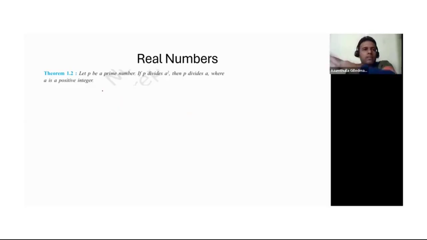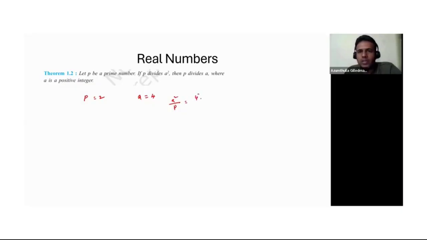See, there is a theorem. Let p be a prime number. If p divides a square, then p divides a, where a is a positive integer. Let's say p is a prime number, say 2, and a is some integer, say 4. If p divides a square, then p divides a as well.